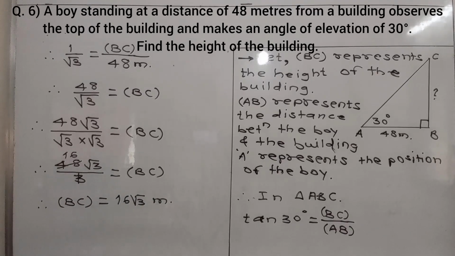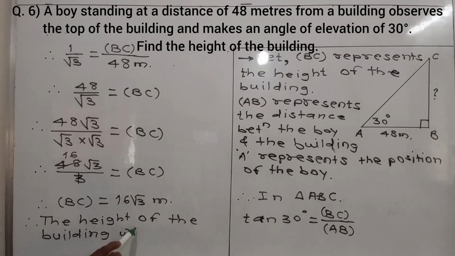Did you get it? Therefore the height of the building will be 16 square root of 3 meters. This is our answer.